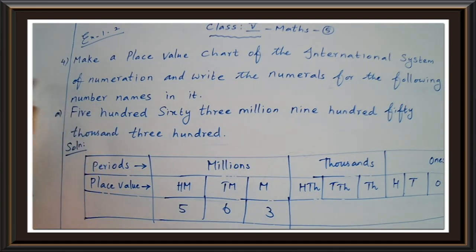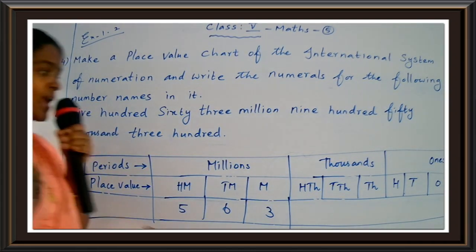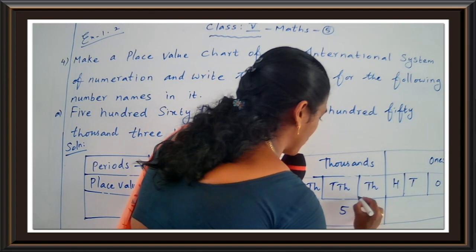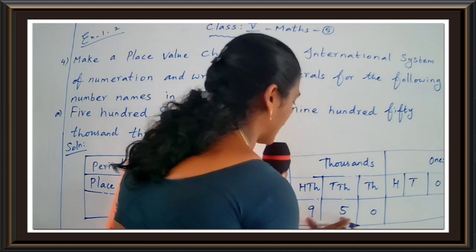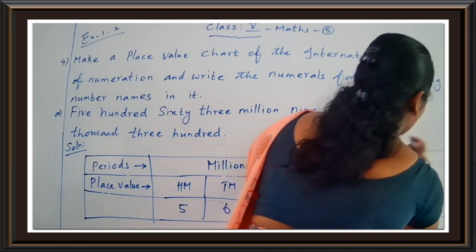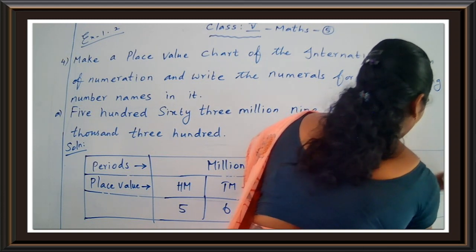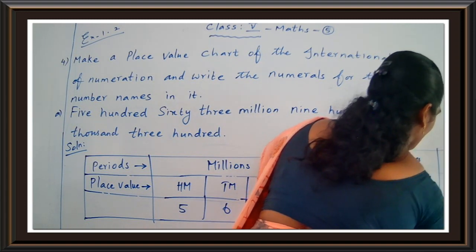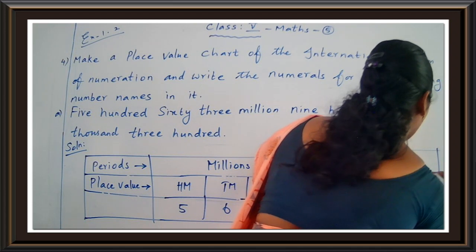950,000. This is the thousand period. So 9 is in the hundred thousands place and 5 in the ten thousands place. 950,000. Then 300. Ones period, how much is there? 300. Here the tens place and ones place are not there, so our answer is only 300. So the ones period has 300. Okay children, this is the ones period.